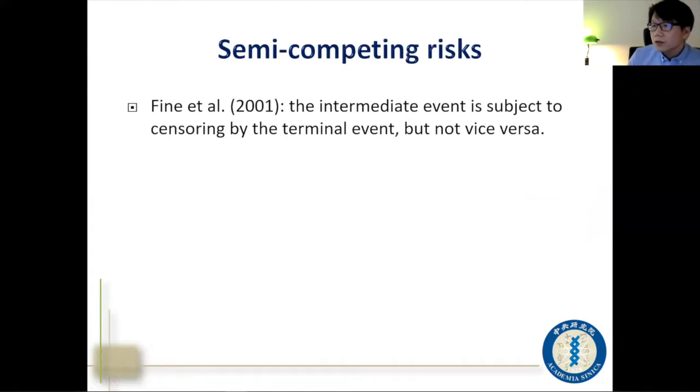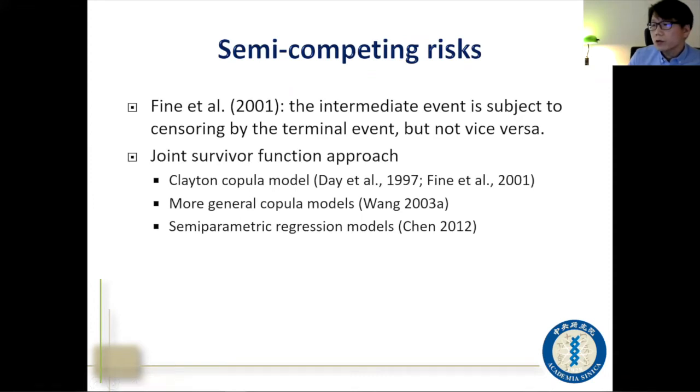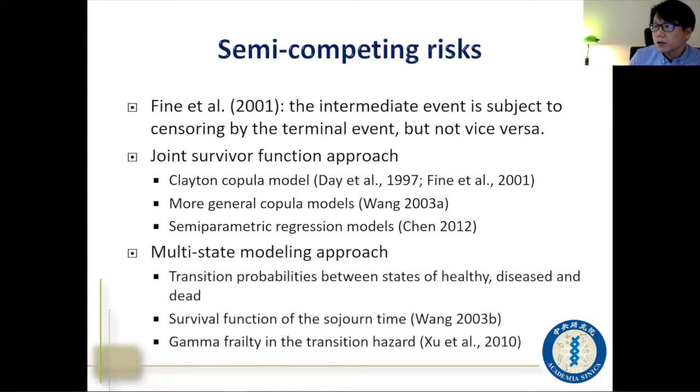This analysis is subject to semicompeting risks, which is a classic problem in biostatistics. It was first described by Yen-Tsung Huang as a phenomenon where the intermediate event is subject to censoring by a terminal event, but not vice versa. For example, a patient who dies is no longer at risk for cancer, but a patient with cancer is still at risk for mortality. So the competing mechanism is one directional. There have been two main approaches to semicompeting risks. One focuses on the joint survival function of the two events, for example using a copula model. Another approach classifies the patients into three states: healthy, diseased, and dead, and focuses on the transition probabilities between different states.